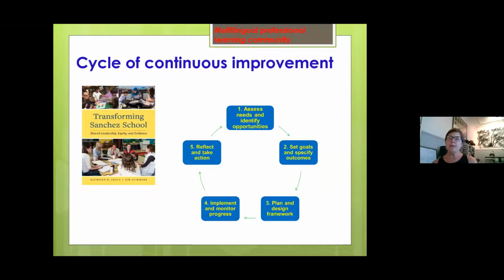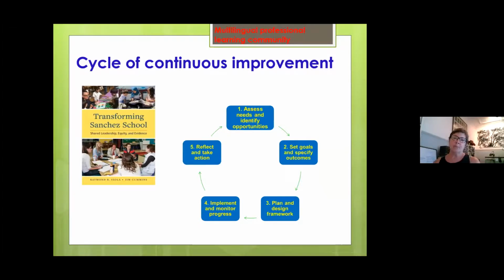So we're very interested in a cycle of continuous improvement. We don't believe in one-size-fits-all professional learning, nor do we believe in one-shot professional learning. What we believe is that this comes from the book Transforming Schools by Raymond Isola and Jim Cummins. This is a cycle of continuous improvement.